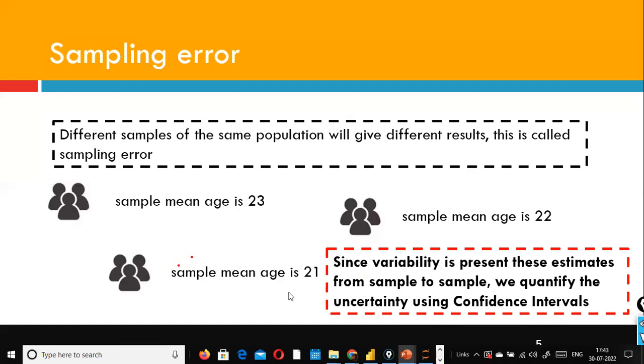Now the question is, Prakash ran a survey with 20 people, Rajesh ran a survey with 20 final year people, and Mahesh ran a survey with 20 final year students. All the sample sizes are the same, and it's a random sample, but sample to sample, the average age is differing. So what can I do? This is called your sampling error. Sample to sample, the mean is differing. This is called your sampling error.